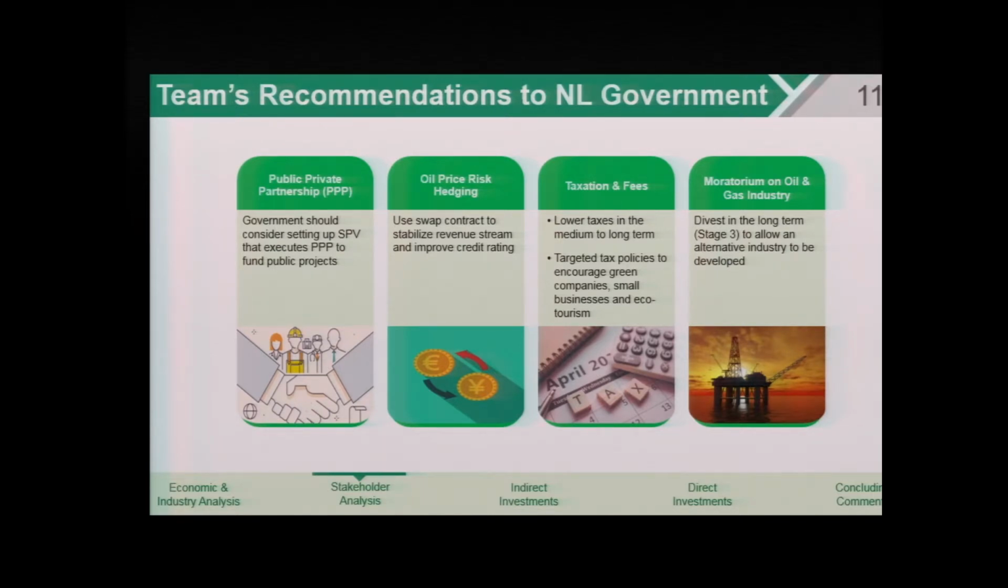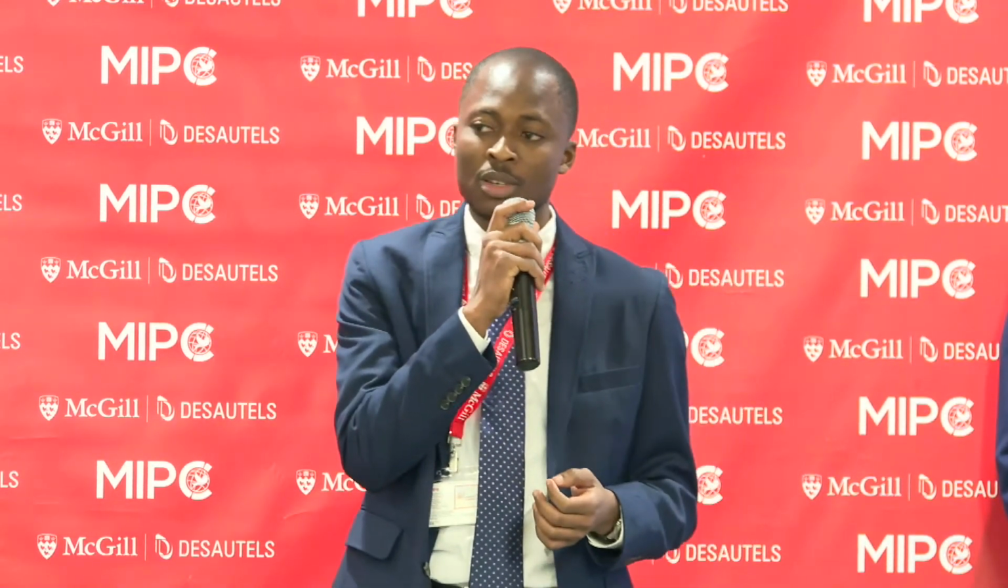Next, we know the importance of tax in the province. This is why we recommend that the government maintain the current tax regime and in the medium to long term seek to lower these taxes. This may attract people to the province and also keep people from leaving. Lastly, we know it may be impractical to divest from oil and gas in the short term. This is why we recommend that the government put in motion a moratorium that seeks to provide a long-term divestment plan from oil and gas. This also allows enough time for an alternative industry to be developed.